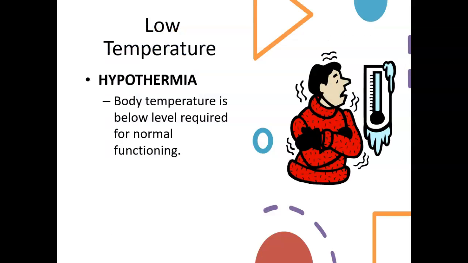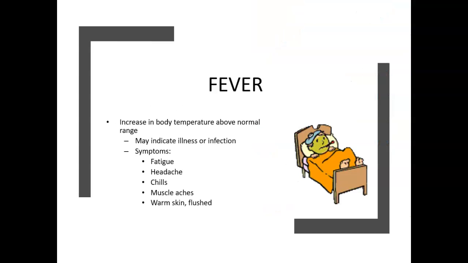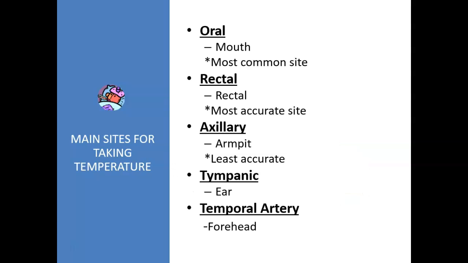Low temperature is called hypothermia. It's where the body temperature is below the level required for normal functioning. Fever is an increase of body temperature above normal range. It may indicate illness or infection. The symptoms could include fatigue, headache, chills, muscle aches, warm skin, and flushed. You guys know what it feels like to have a fever.